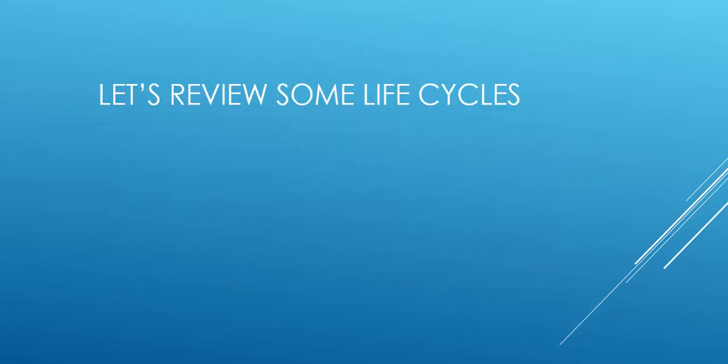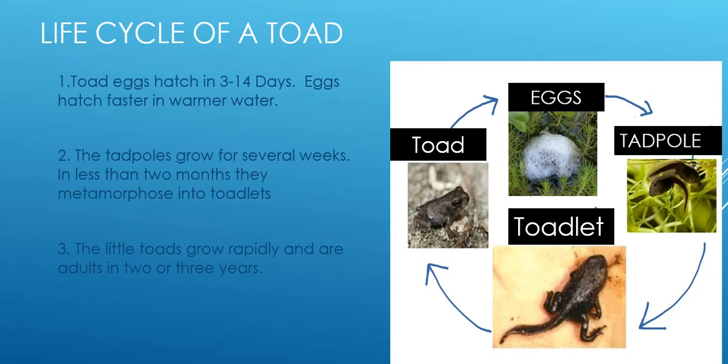So let's quickly review some of the important life cycles. So we have the life cycle of a toad, and remember that it goes eggs to tadpole to toadlet. Remember that the child/teenager name for a frog or a toad is called a toadlet, and then it goes to toad. So eggs to tadpole to toadlet to toad.